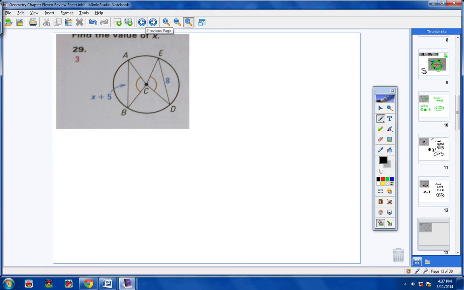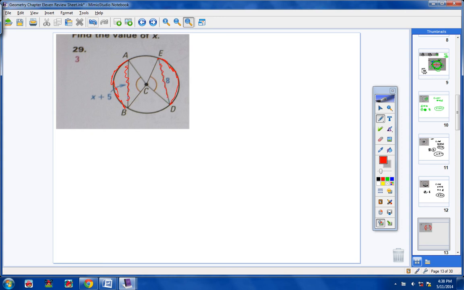All right, moving on to numbers 29 through 34. They're telling us to find the value of x. Okay, I'm going to give you a lot of review information, so please listen carefully. There is a theorem that we learned that said if two arcs are congruent, then the two chords that make up these arcs, this chord here and this chord here, will be congruent.